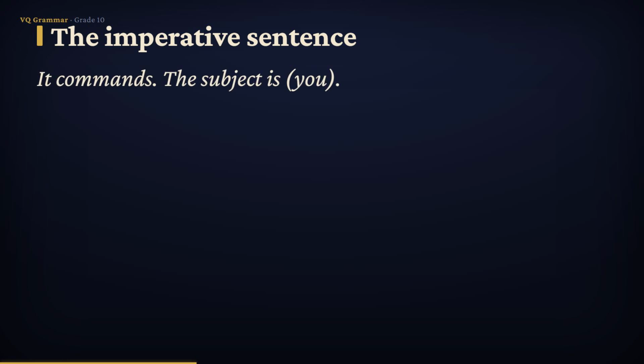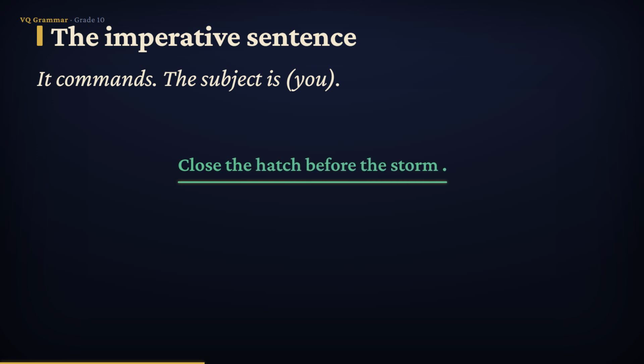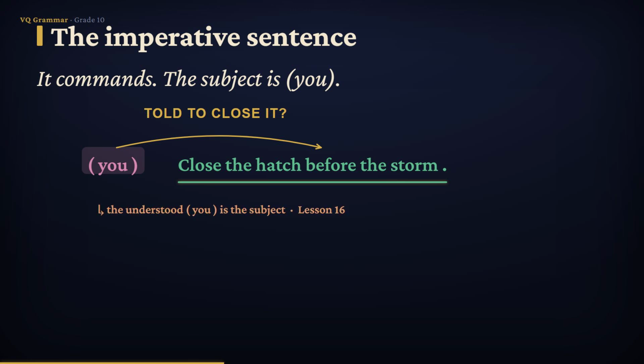The third kind gives orders. An imperative sentence gives a command or makes a request. Here is one. Close the hatch before the storm. Now stop and ask yourself, who is being told to close the hatch? You are, the listener. And here is the beautiful part of an imperative. The word you almost never appears on the page. It is the understood you, the invisible subject we met back in Lesson 16. So even though nothing is printed there, the subject of that sentence is you.